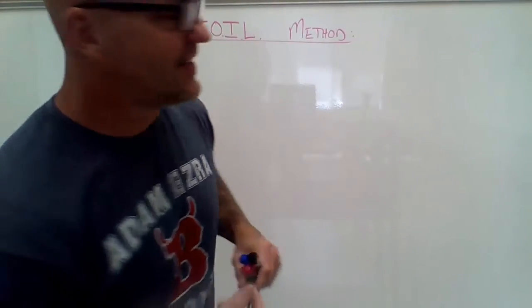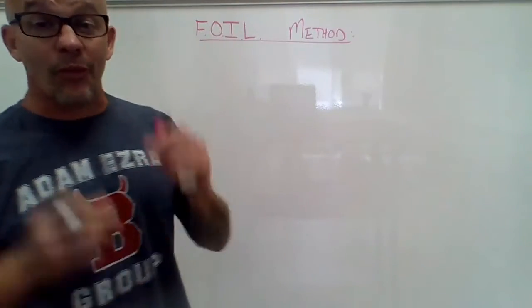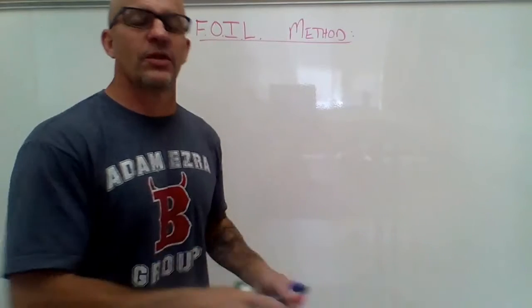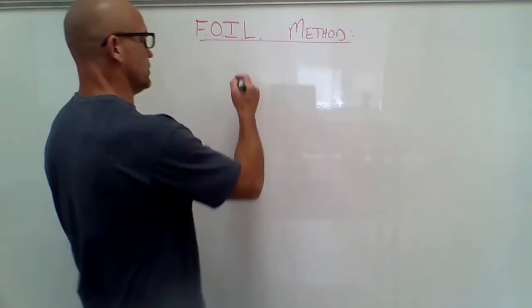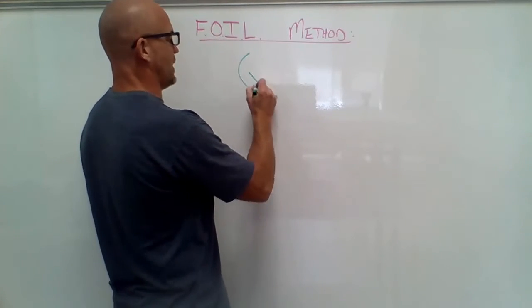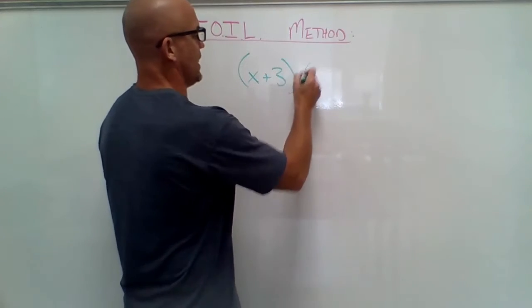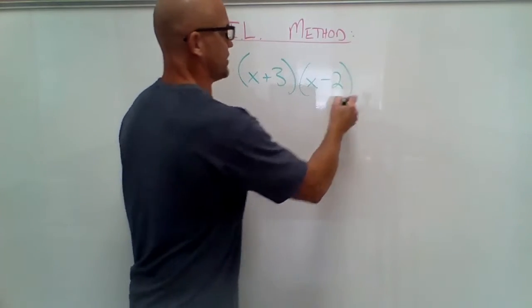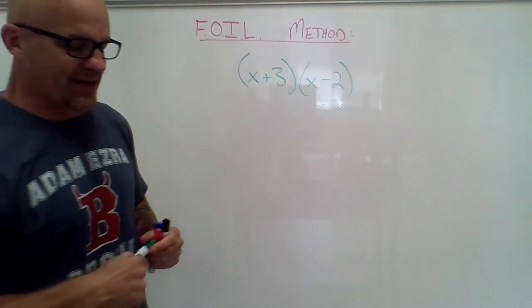Sounds pretty crazy, huh? FOIL method, real simple. What we're going to do is multiply a binomial times a binomial. So we'll put a real simple one up here. Let's do x plus 3 times x minus 2. That's going to be our binomial times binomial.